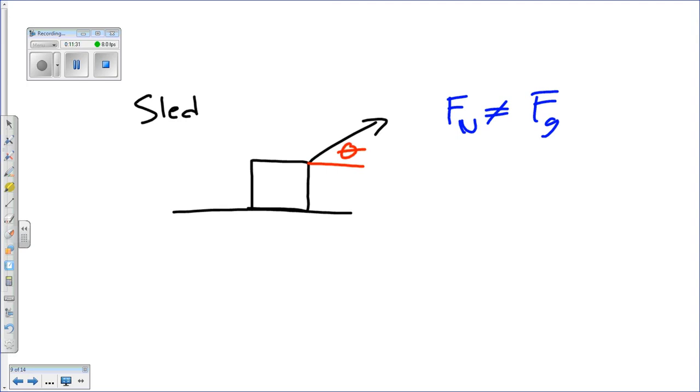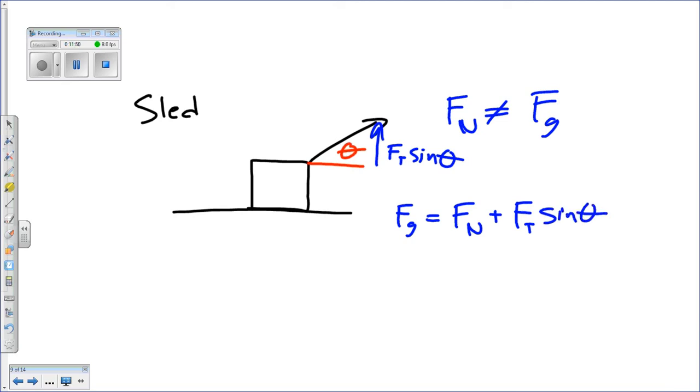Remember, if you're pulling up, the normal force is not equal to the weight because you have an upward pull from that tension that helps support some of the weight. So the tension times the sine of the angle contributes to supporting the weight of the object. So the weight is equal to the normal force plus Ft sine theta.